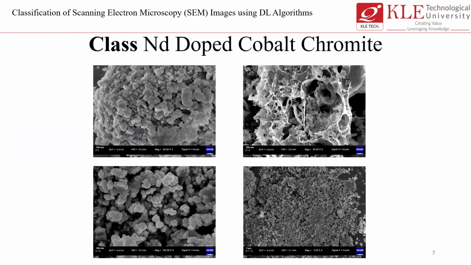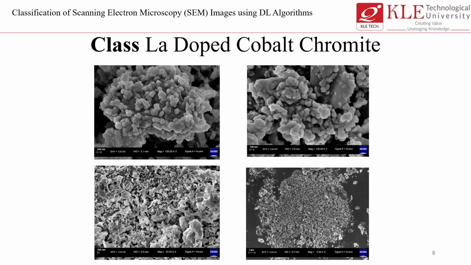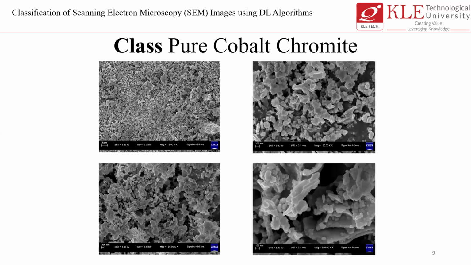Coming next, these are the samples: the images pertaining to class ND, class LA, and the pure class. Looking at these images, we can observe that they are challenging to classify even for humans, unlike other traditional data sets, wherein we can easily classify with the naked eye which class an image belongs to.